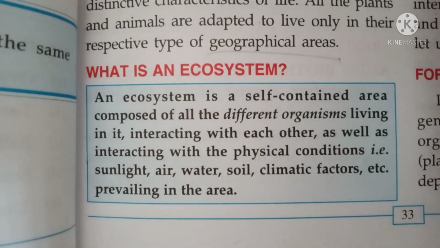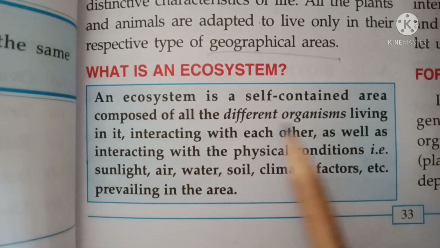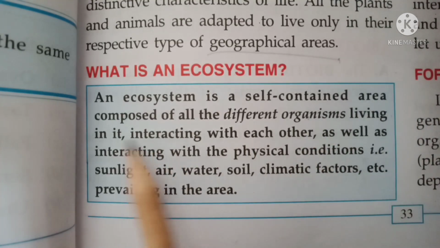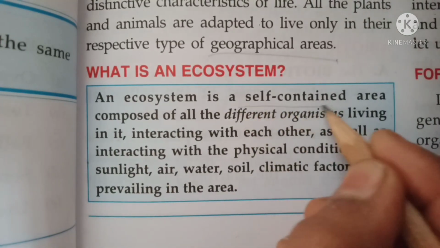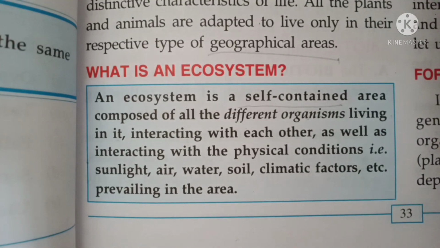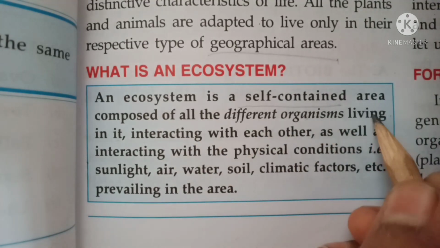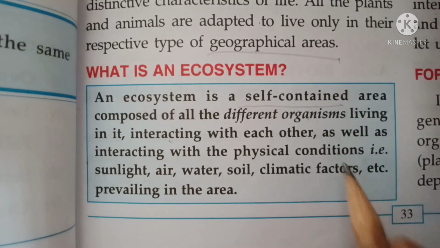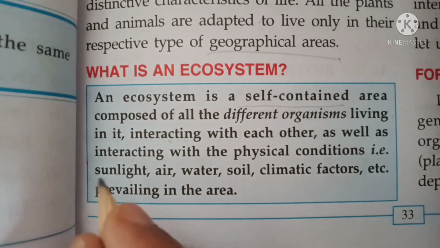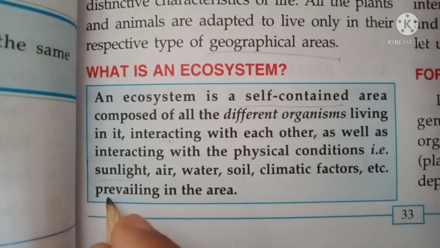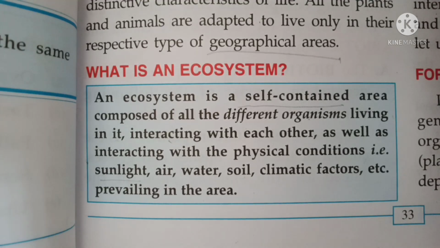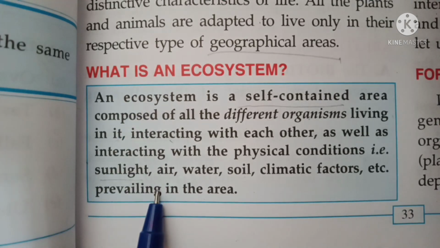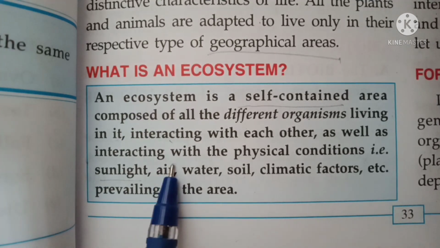What is ecosystem? Ecosystem is a self-contained area composed of different organisms living in it. Self-contained is a very important keyword here. It is a self-contained area composed of different organisms living in it and interacting with each other as well as interacting with physical conditions. What are physical conditions? Sunlight, air, water, climate and so on prevailing in the areas. This is the definition of ecosystem. Read it, write it 2 to 3 times, and learn it.